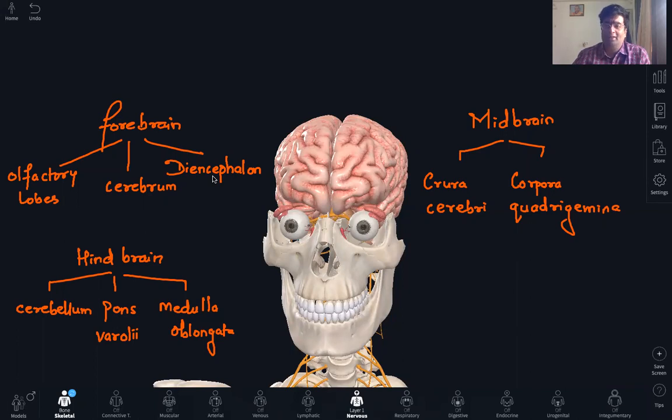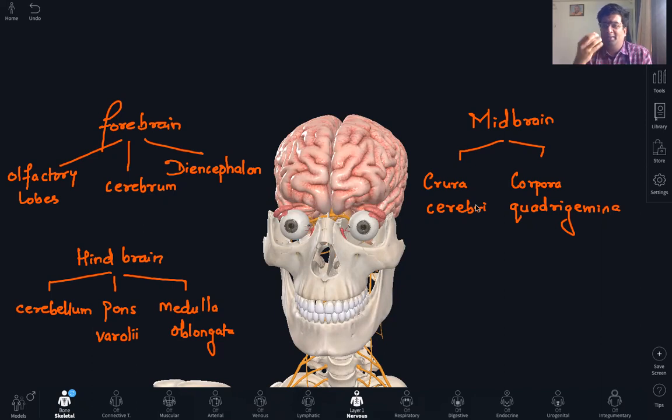Apart from that, the hypothalamus is also said to control the functioning of the pituitary gland. So the hypothalamus has two functions. One is to act as the thermostat of the body, and secondly, to control the functioning of the pituitary gland. So these are the functions of the diencephalon. I will of course show you the diencephalon in a while from now.